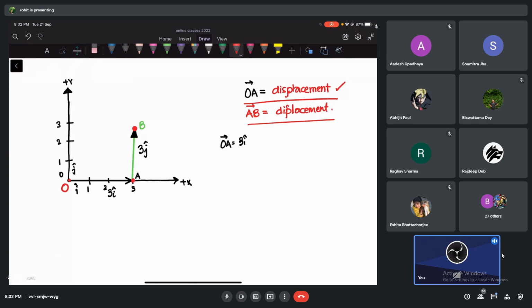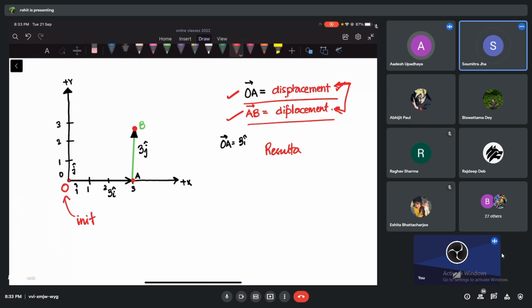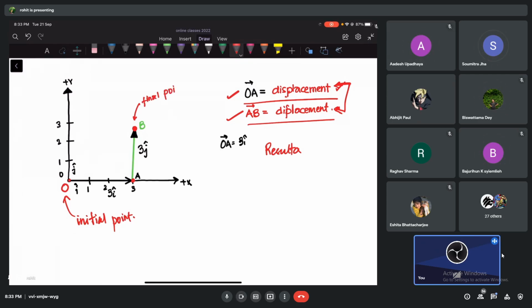Now you think and tell me. AB and OA, are these displacements? Yes, they are individual displacements going from A to B and O to A. But what about the result? What is the initial point, guys, in this entire motion? O. Initial point. And who's the final point? B. B is the final point. Let's be clear with that.